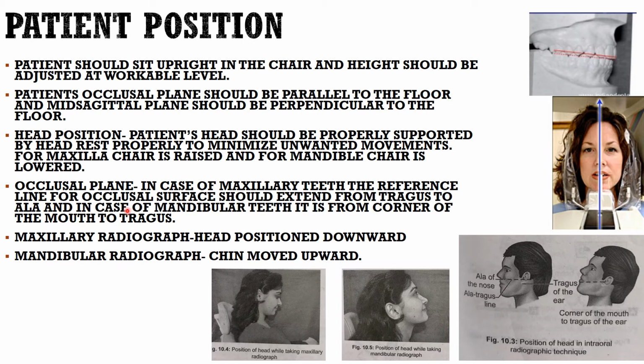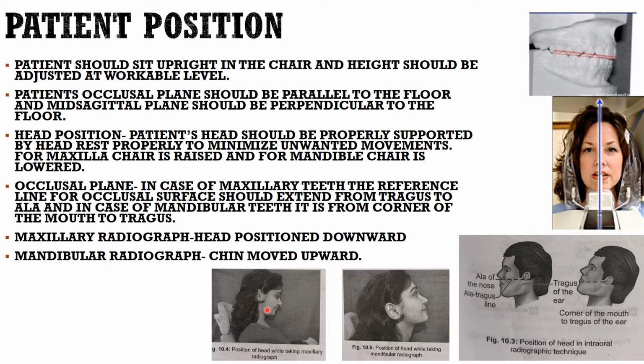So exactly, externally you're taking a reference. For the maxilla, you're taking the ala-tragus line, and for the mandibular teeth, it is from the corner of the mouth to the tragus of the ear. So this is the line for the mandible and the ala-tragus line is for the maxilla. In maxillary radiographs, the patient's head position is downwards, and for the mandible, the chin is moved upwards.